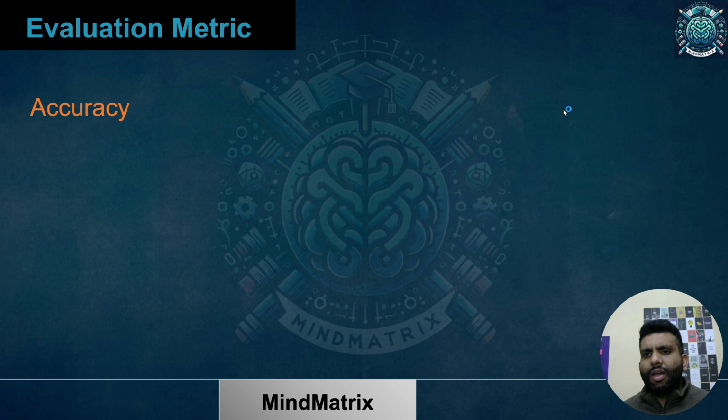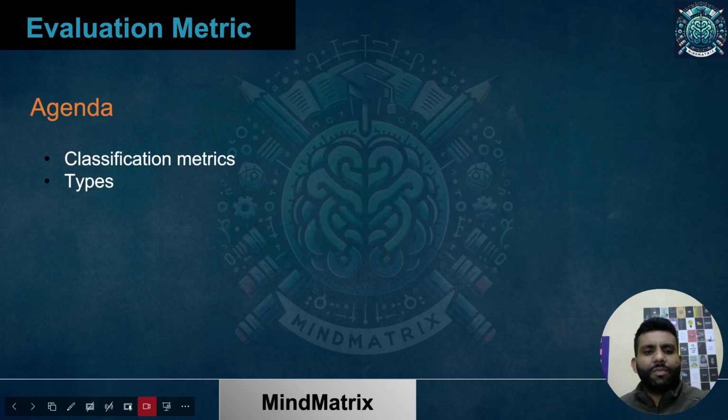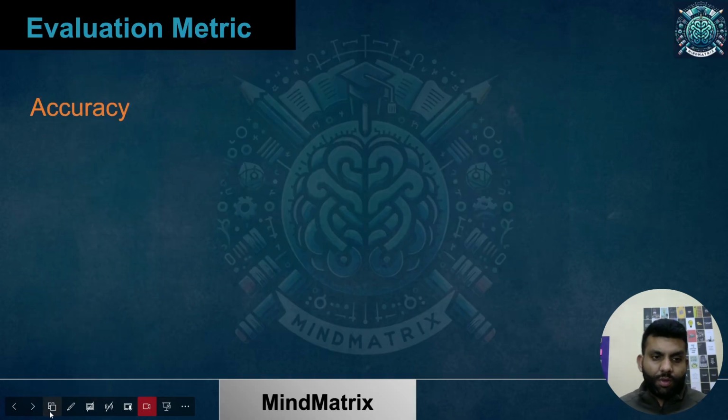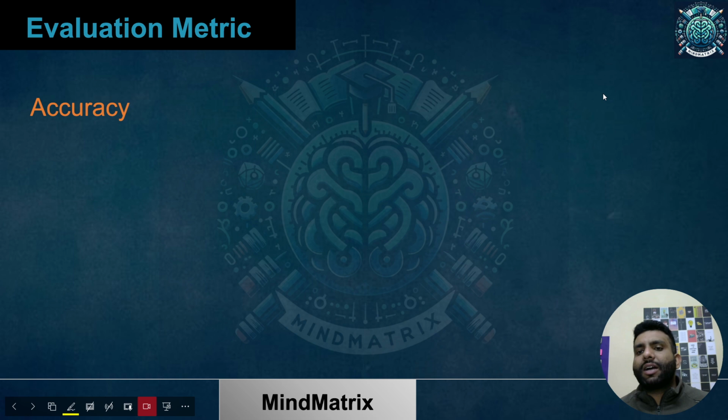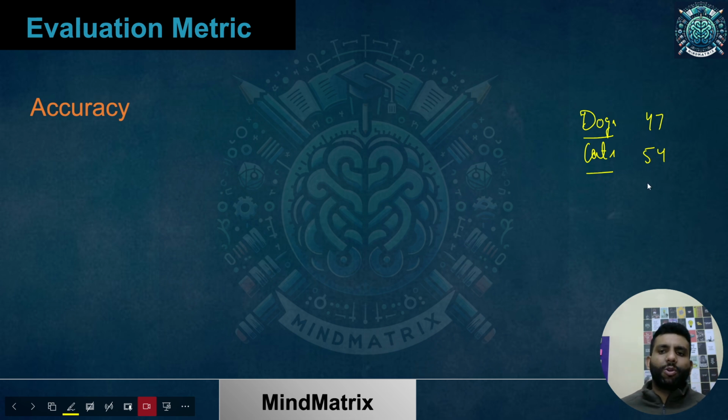Just for an example, as I mentioned earlier, let's suppose we have different classes. Let's suppose I have dog and cat images present with me, dogs and cats. These are the two types of images I'm having. Let's suppose I have, say, 47 and 54, something like this. The total need not be 100. These are random numbers I have taken. Suppose these are the number of images I'm having.